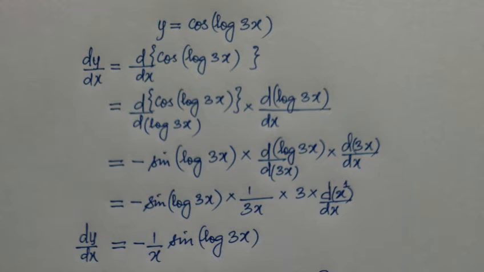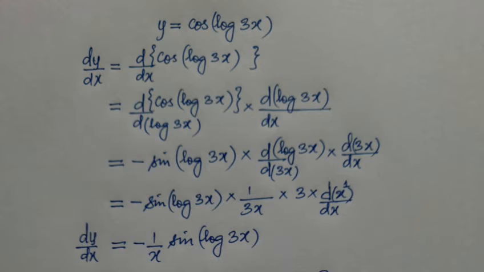So now we differentiate both sides with respect to x to find out the first order derivative. So you'll be having dy by dx equal to the derivative of cos of log of 3 times x with respect to x. And this given function is a composite function. We know that whenever the given function is a composite function, to find the derivative, we always have to apply the chain rule.